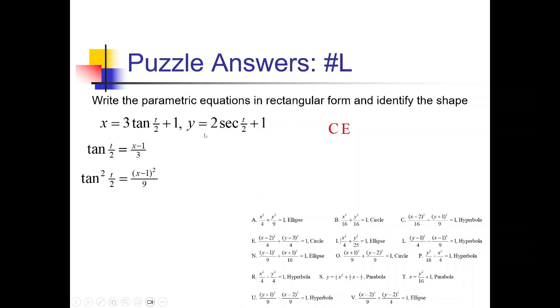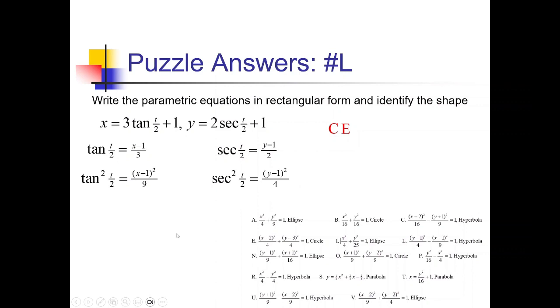Now let me do the secant one. Subtracting 1 and dividing by 2, we have (y minus 1) over 2 equaling secant. Squaring both sides, I have secant squared equals (y minus 1) quantity squared over 4.